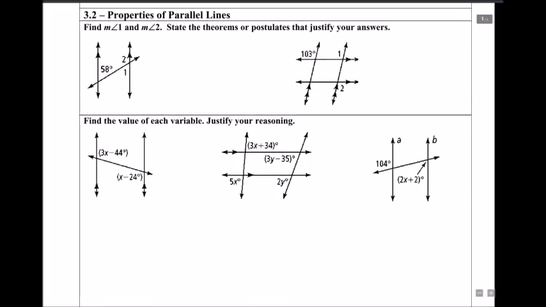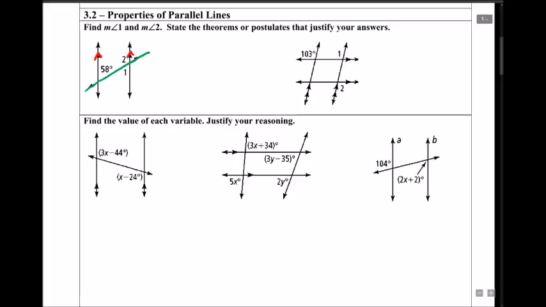This is where we started to put all of this terminology to use. It says, find the measure of angle 1 and the measure of angle 2 and state the theorems or postulates that justify your answers. Well, that's something fun that we like to do. So let's look at our diagram. And what do you see? Something that we are actively looking for is we have parallel lines. And our parallel lines are cut by a transversal. Okay? And that means our special angle pairs have special properties.